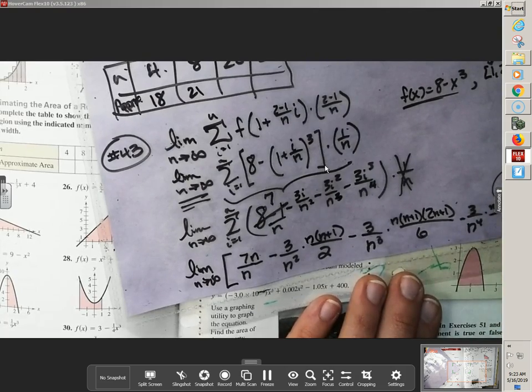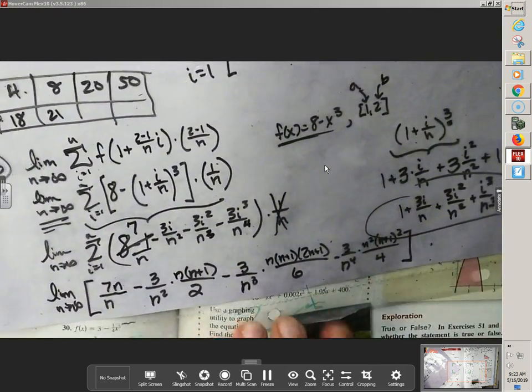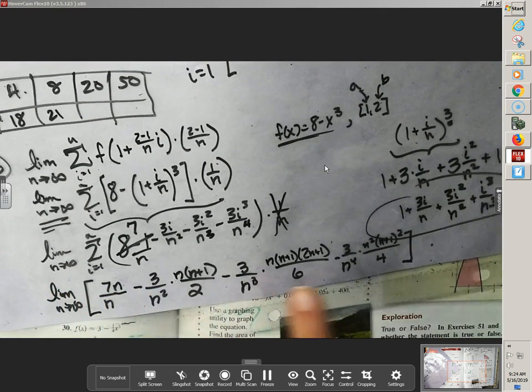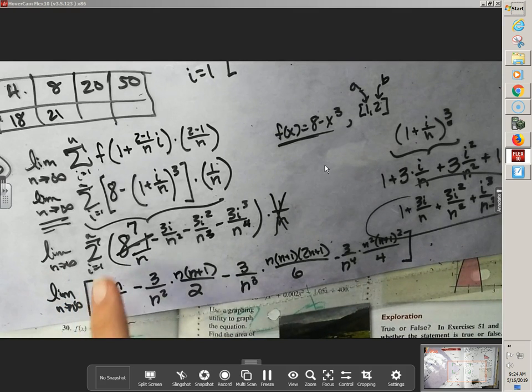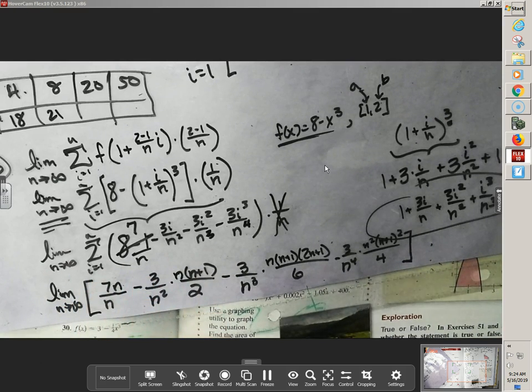Okay. Do you see where I'm at? I now have a big old piece to take a limit of. How do I take limits to infinity when I have fractions? Good. David and Goliath. I do the degree test.